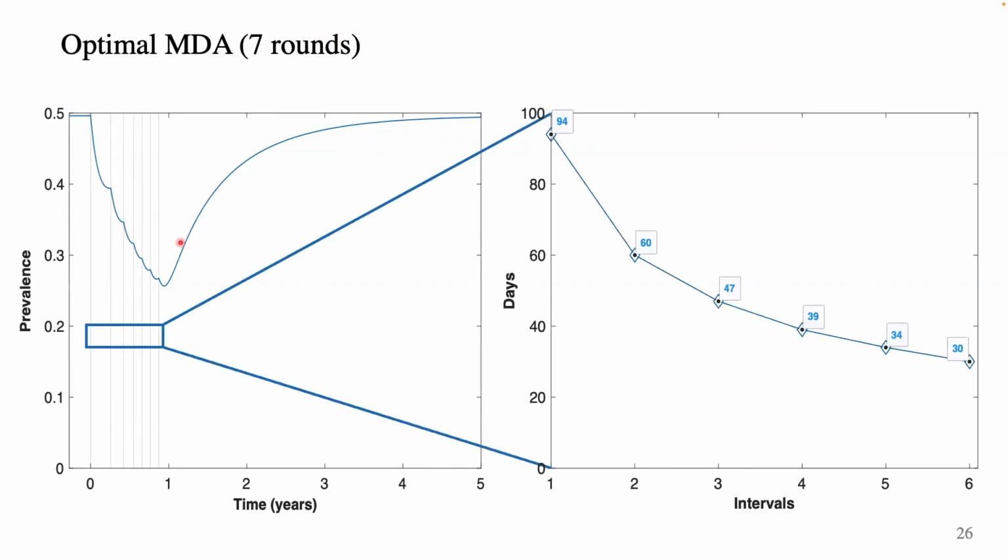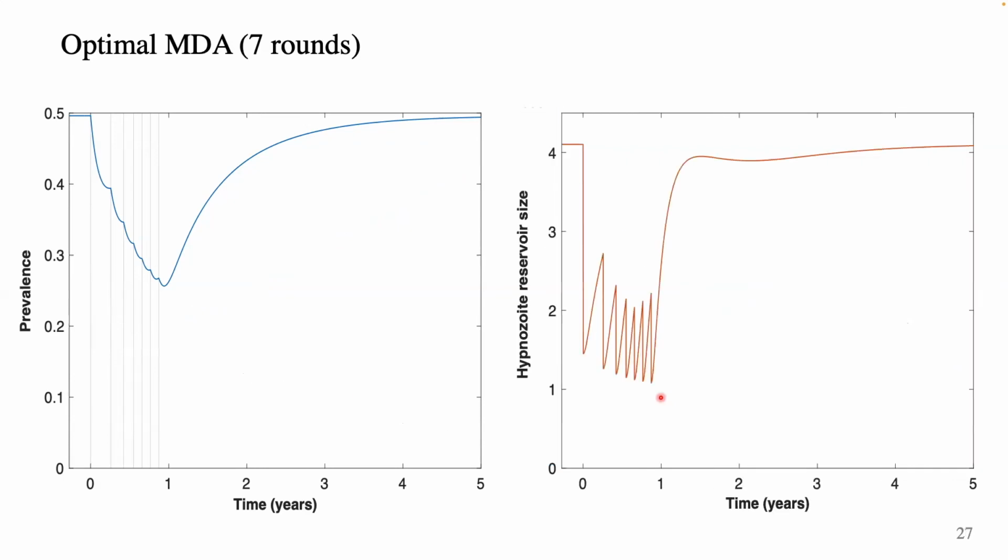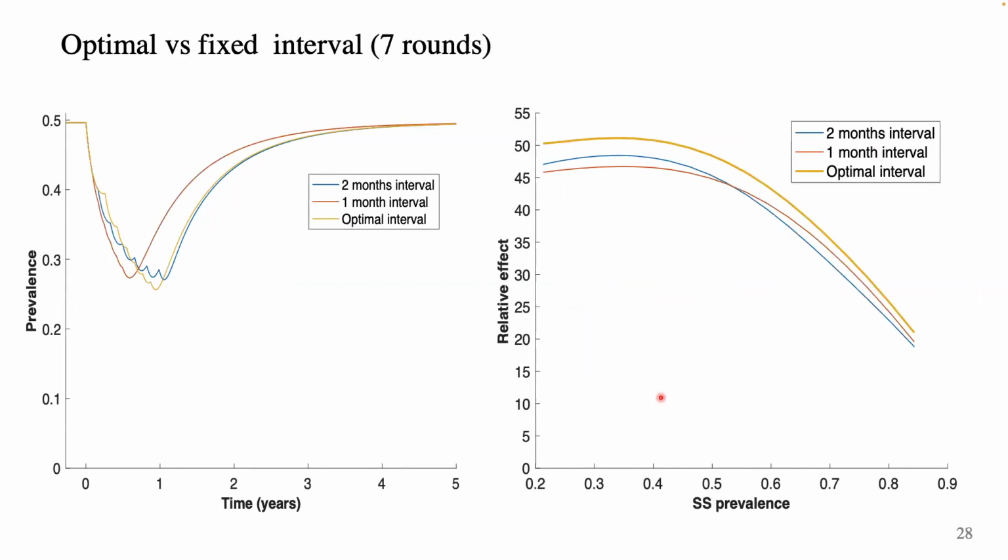But if you look at the interval, instead of a fixed time interval, now we have a variable interval time. As the number of MDAs increases, the MDAs have to be more frequent. And this can also significantly reduce the size of the hypnozoite reservoir, right? So if you see the overall effect, the optimal interval is more effective compared to having a fixed MDA interval.